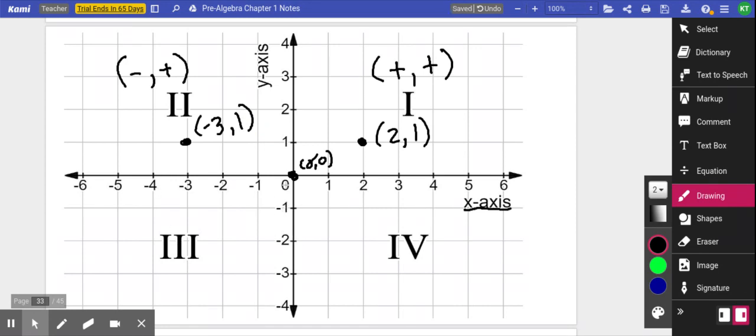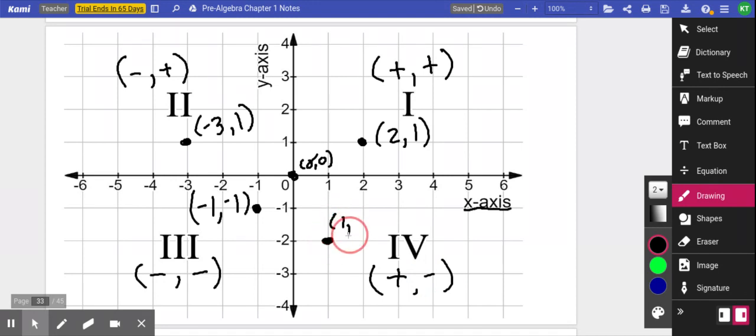In quadrant 3, you can see that we have to go left on the x and down on the y. So our values in quadrant 3, our x's would be negative and our y's would be negative. For example, the point here would be negative 1 for x and negative 1 for y. In quadrant 4, we would go to the right for x and we would go down for y. So in quadrant 4, the x values are positive, but the y values are negative. For example, this point here, my x value would be 1 and my y value would be negative 2.